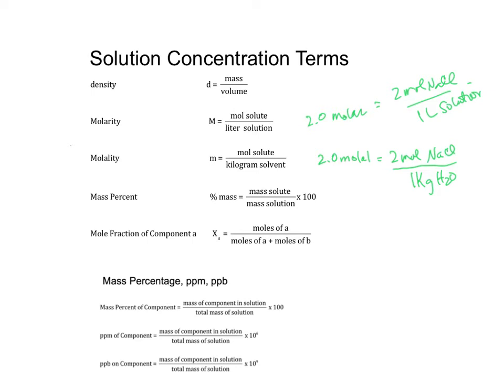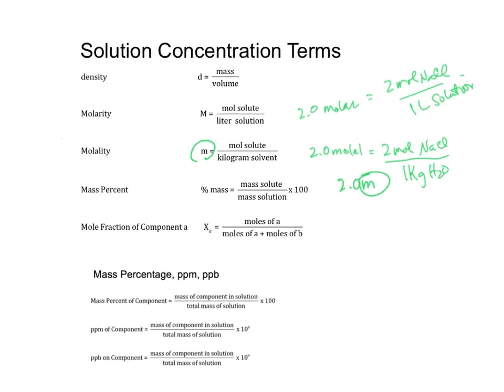All right, but it's strange because we use a little m and we say molality, and then we can say a 2.0 molal solution. So it's similar to molarity in that sense. The use of m is a little bit different, but it's okay though. All right, mass percent is next, and this one you've probably worked with in the lab.